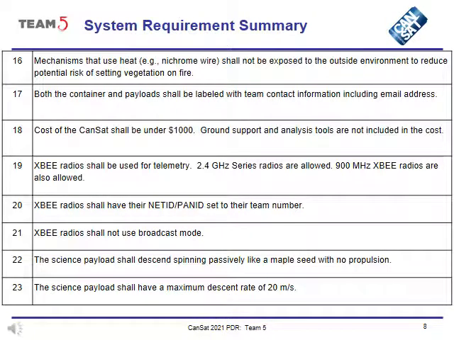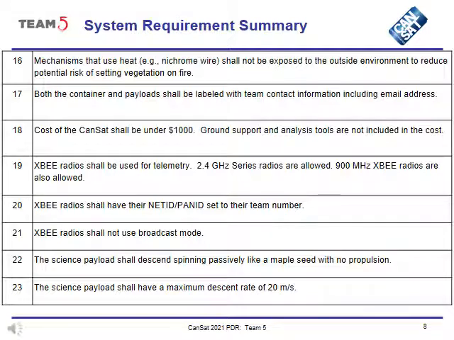16. Mechanisms that use heat, for example nichrome wire, shall not be exposed to the outside environment to reduce potential risk of setting vegetation on fire. 17. Both the container and payloads shall be labeled with the team contact information, including email addresses. 18. Cost of the Cansat shall be under $1,000. Ground support and analysis tools are not included in the cost.